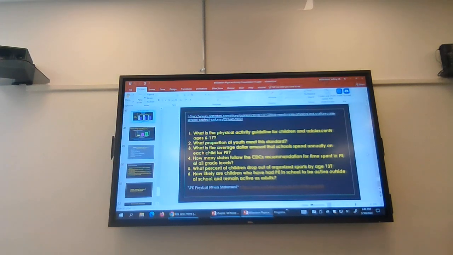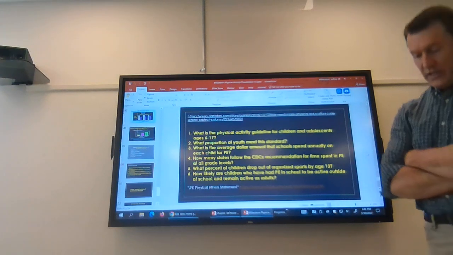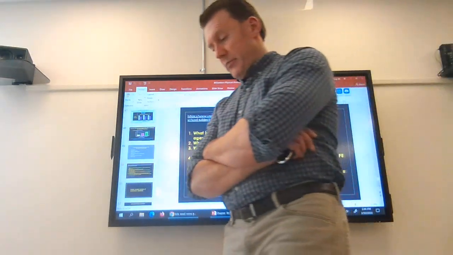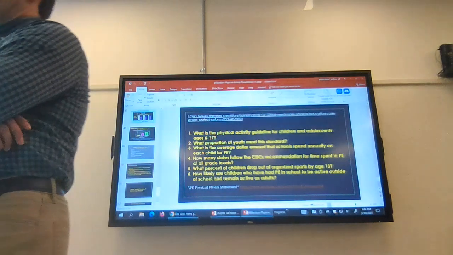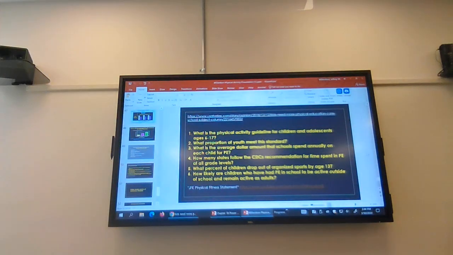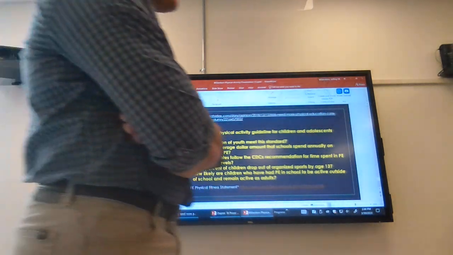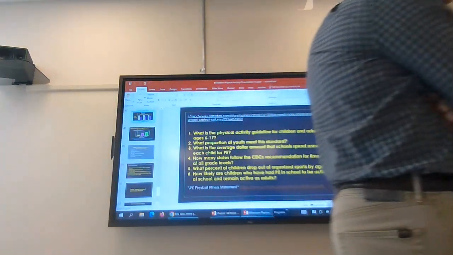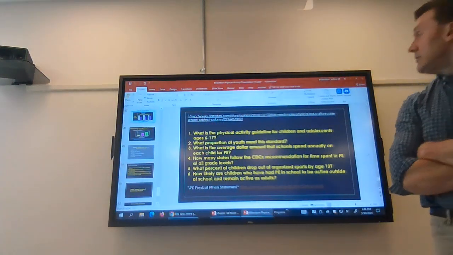So there's only two states that require daily physical education, but none of them meet the requirement for time. Texas and Illinois are the only two that have daily physical education, but it doesn't meet the CDC recommendation, but still, two.